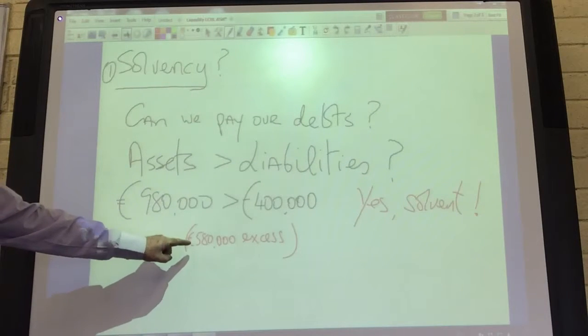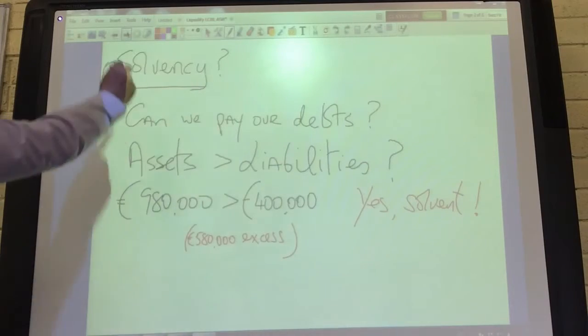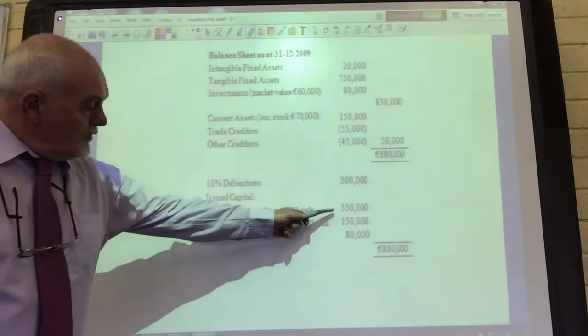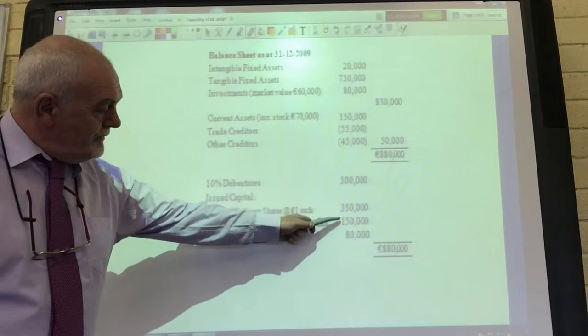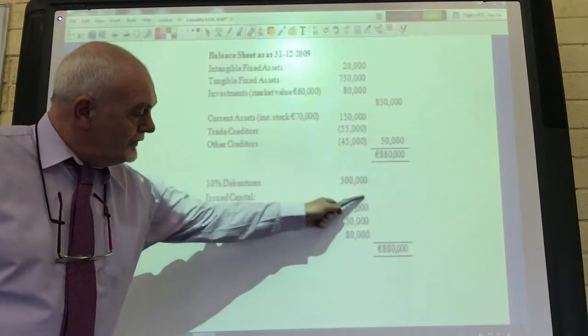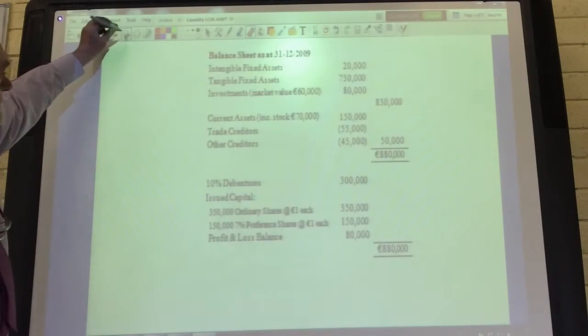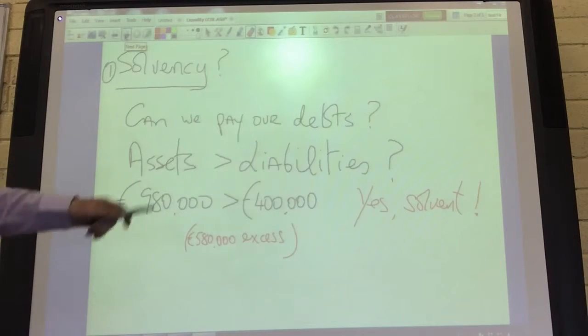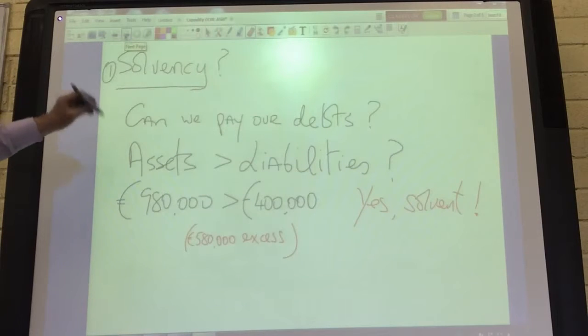Let's have another look at that 580,000. The speediest assessment of our solvency would be simply to say our assets will be greater than our liabilities as long as our shareholders' funds are positive. Our shareholders' funds are 580,000. And we'll notice that's the difference between the total assets and the total liabilities. So yes, the firm is solvent because the firm can pay their debts.